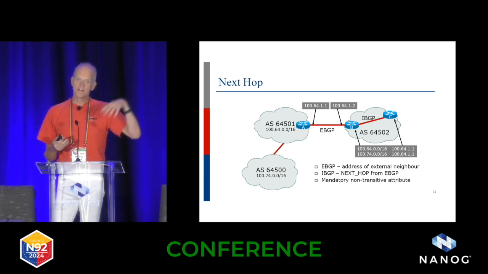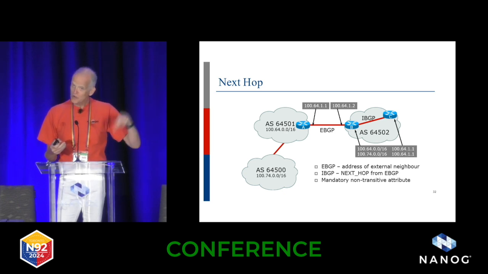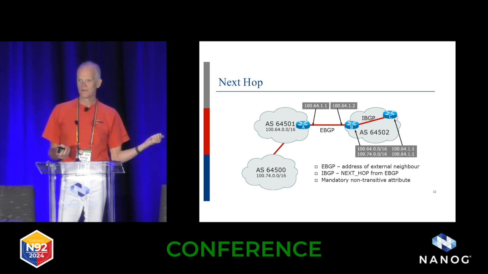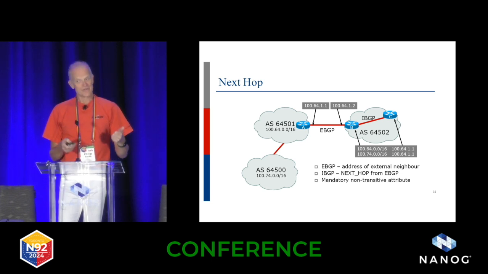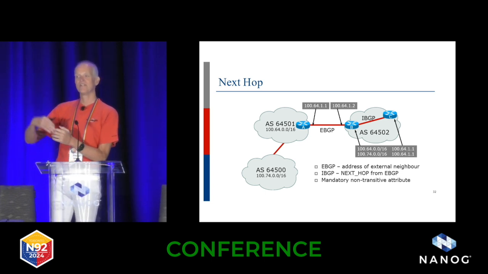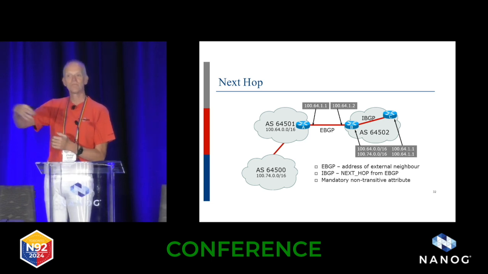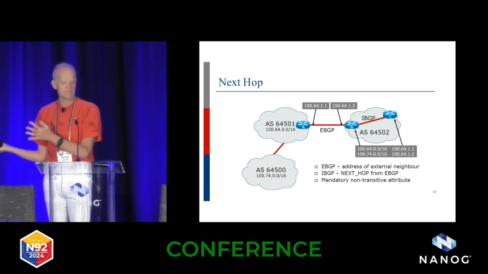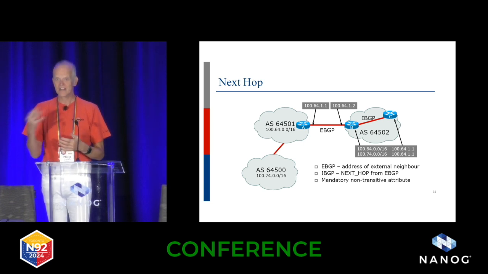So every time you learn a prefix from the neighboring router, you will rewrite the next hop to be where you learned it from. So that sounds nice, but there's a problem, because it means you've got to carry all these next hop addresses in your interior protocol, so you can actually find how to get to the external next hop.